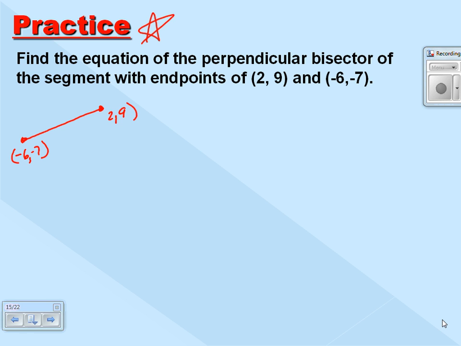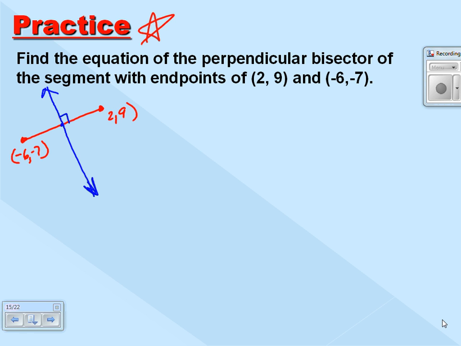So what you guys want to do is find the equation of the perpendicular bisector of this segment. If you guys don't remember what a perpendicular bisector is, it's a perpendicular that cuts this segment in half. So it goes through the midpoint. What you want to do is figure out the equation of my blue line.